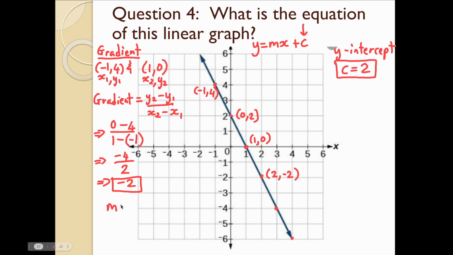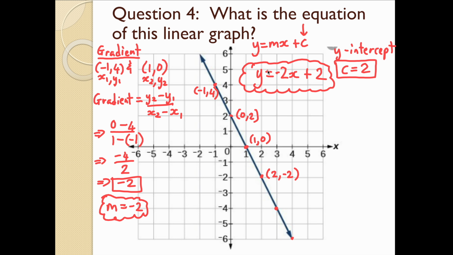So my m, our gradient, is equal to negative 2. My y-intercept is equal to c. So I can write the equation of the line here, which is y is equal to m, which is negative 2. So negative 2x plus c, which is 2. So my equation is this. All right, does that make sense?